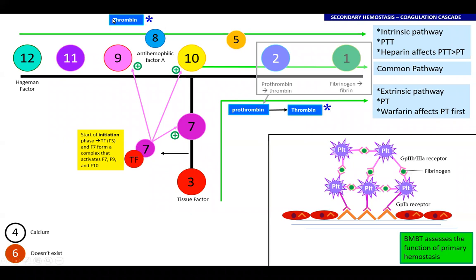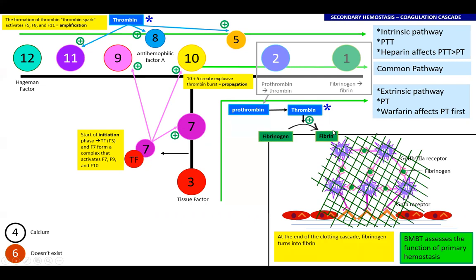And then let's move up here. What does that little bit of thrombin do? It's called the thrombin spark, and it activates 11, 8, and 5. This is called the amplification phase. So then after our amplification phase, now we have a lot more 10 than we had before through the extrinsic pathway. So 10 and 5 are going to complex and cause a thrombin burst. So now we have a ton of thrombin. This is called propagation.